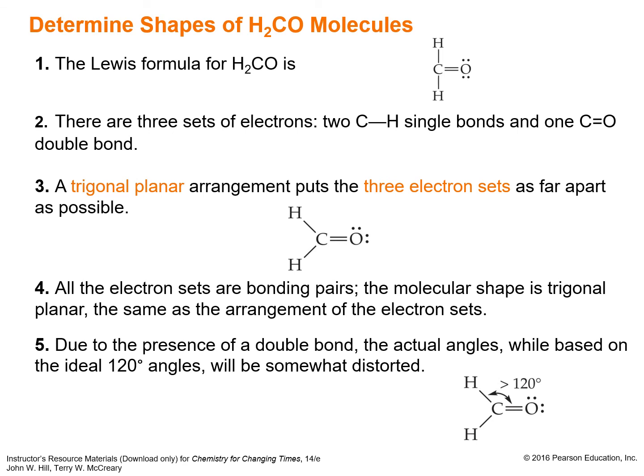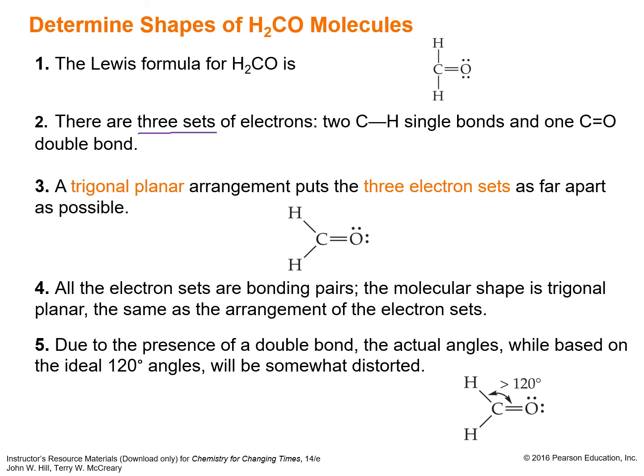So let's look at the first example here, the H2CO molecule. Here is the Lewis structure of the molecule: carbon in the center, oxygen on the end, and hydrogens on top and bottom of carbon. Let's count the number of sets. This carbon is my central atom. One bond here is one set, second set, and the double bond will count as one. So 1, 2, 3. There will be 3 sets of electrons.